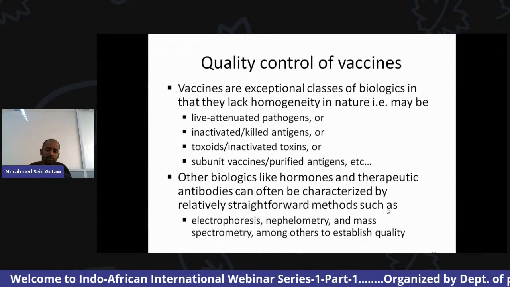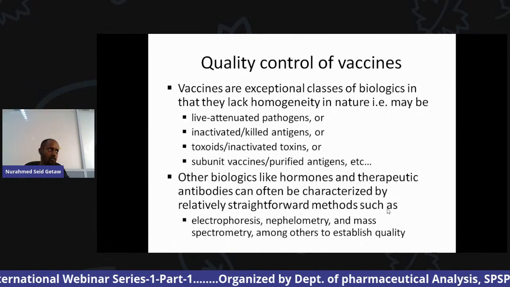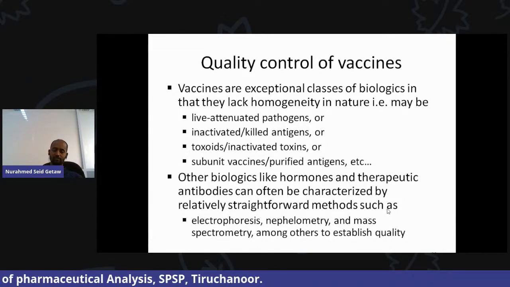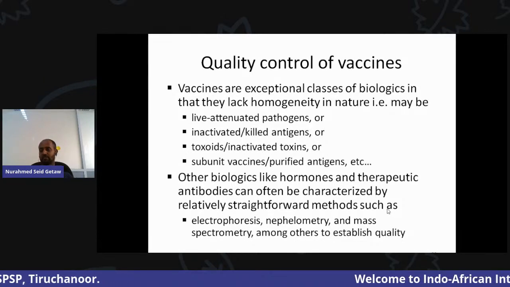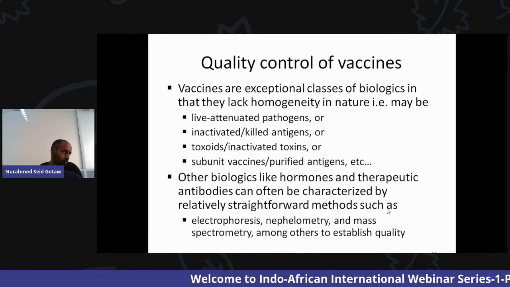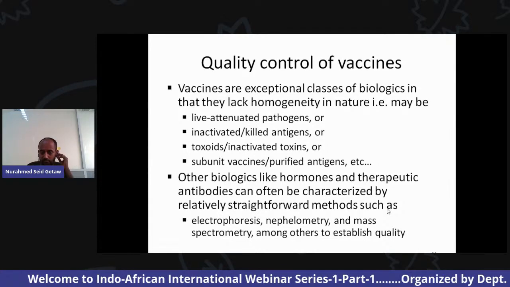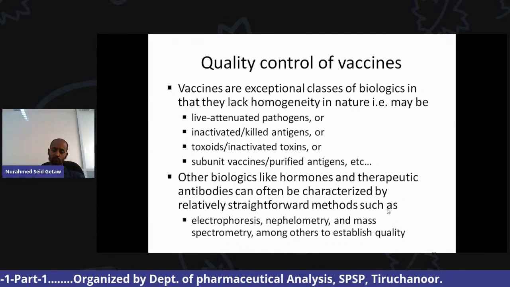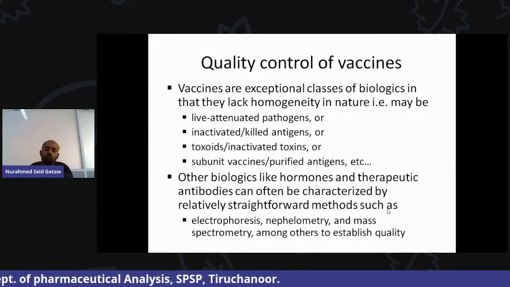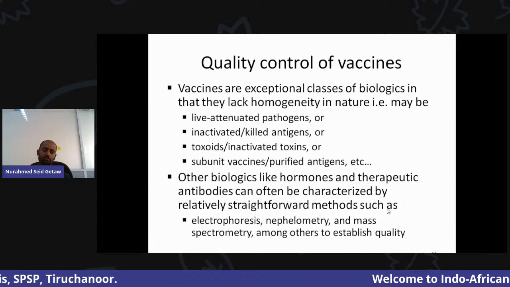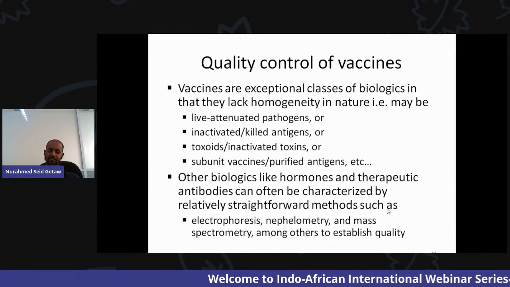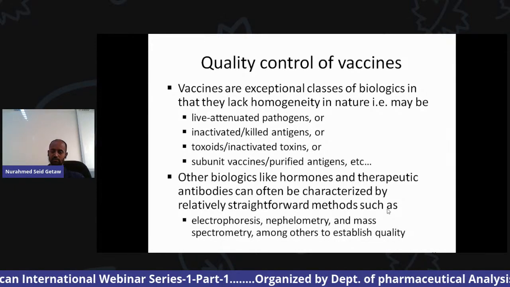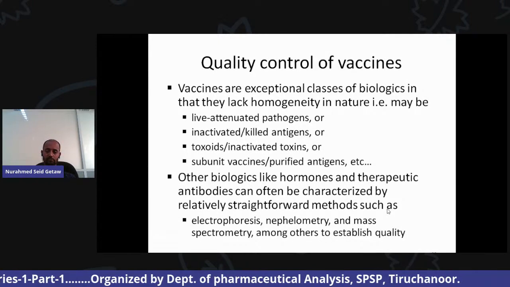Coming to the quality control of vaccines, quality control is one component of quality assurance under GMP, or good manufacturing practice, and it's concerned with the testing and the conduct of actual laboratory work, taking samples and checking their qualities, documenting what is being done, and the like. So vaccine quality control tends to be a little bit more stringent and difficult. Vaccines may be one or more of these things: live attenuated pathogens or germs, inactivated or killed antigens, toxoids or inactivated toxins, and even subunit vaccines.